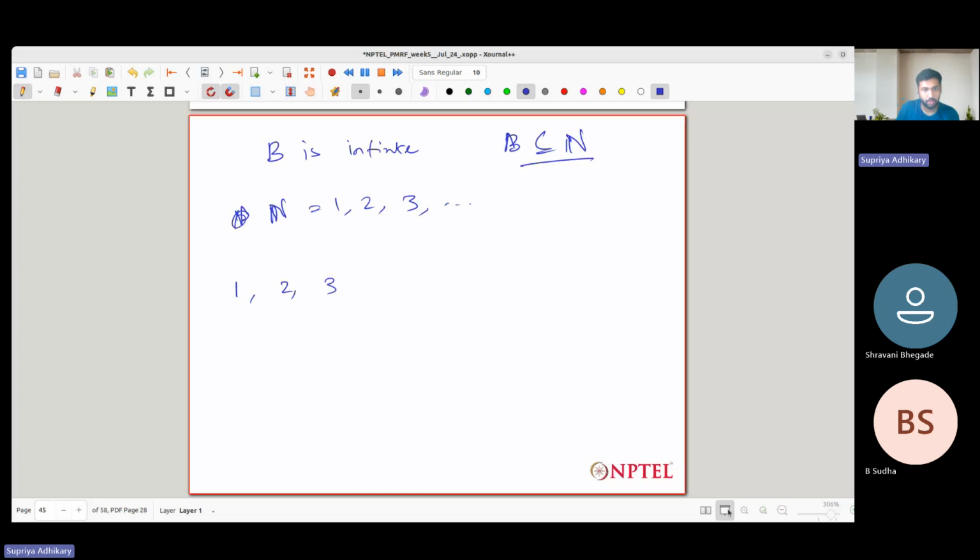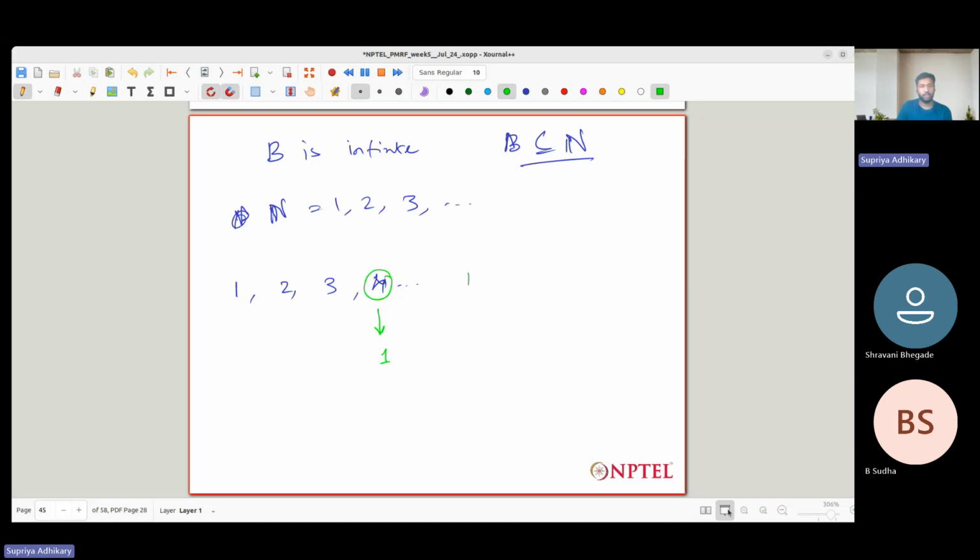So we have this 1, 2, 3, 4, and so on. Now consider all the elements in B. Since B is a subset of the natural number set, we can start labeling B. How? Suppose that 4 belongs to B. Then 4 is the first element that appeared in this enumeration of N, so we can label 4 as 1.